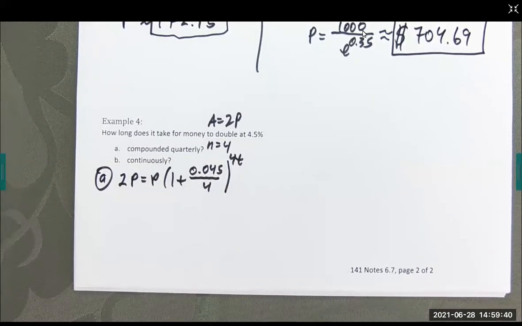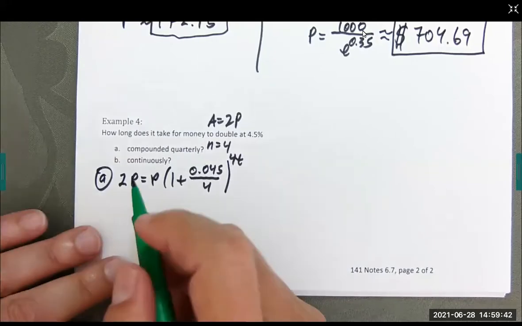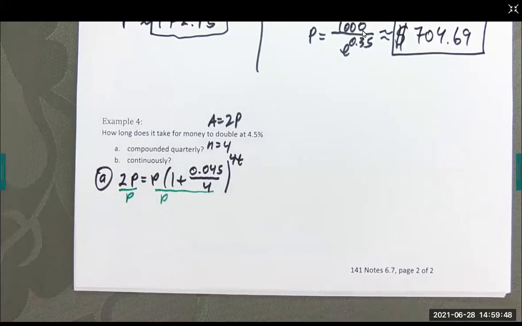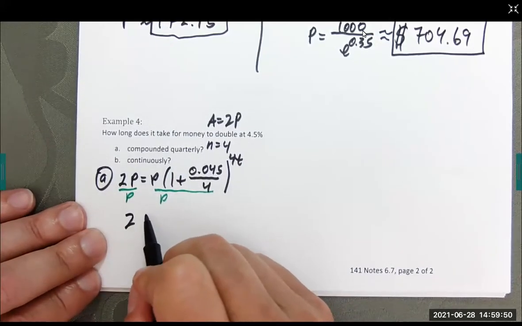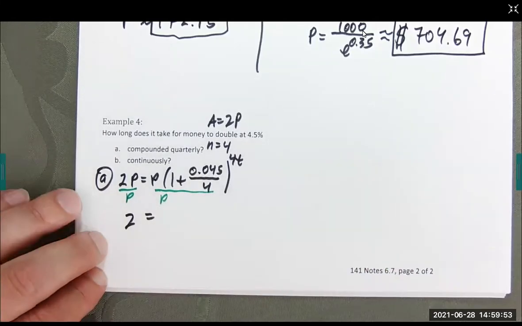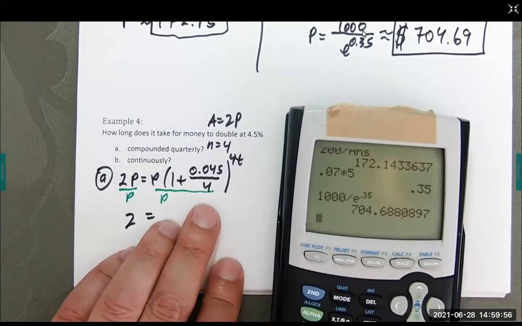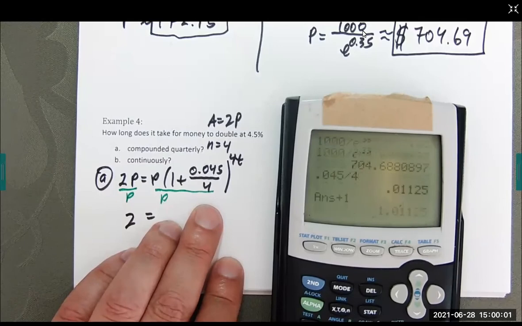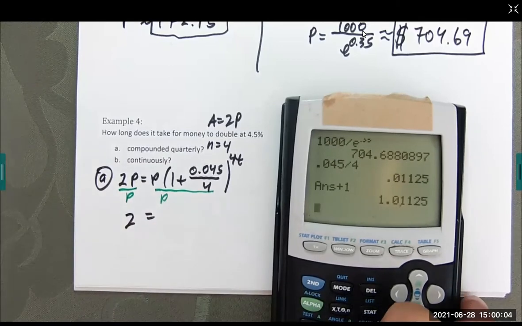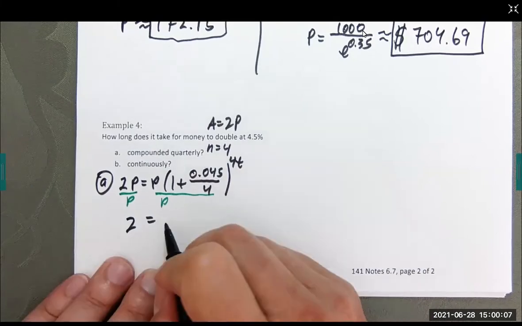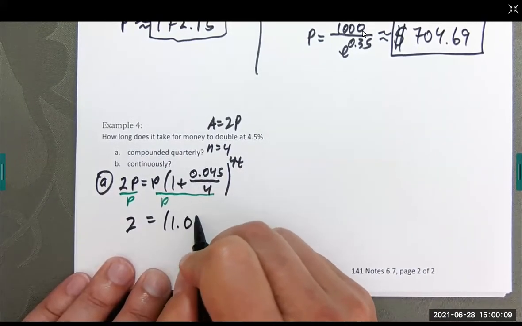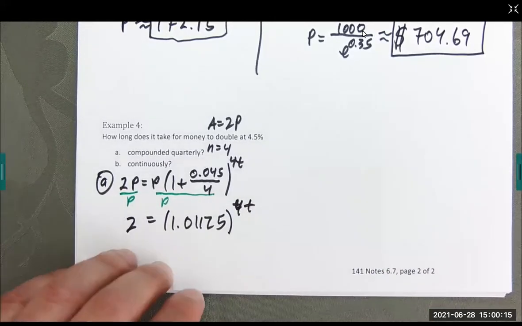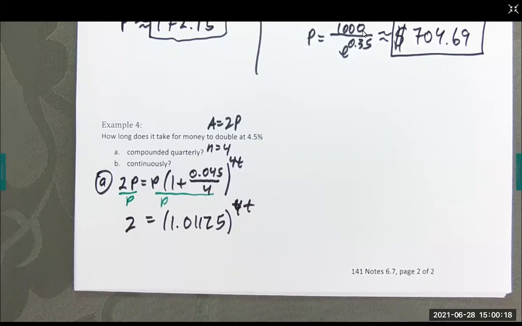And I'm going to notice that when we have this, we can actually divide the P out. So this is 2 equals, and let's figure out what that is in there. 0.045 divided by 4 plus 1. So we have all that going on there. So this becomes 1.01125 raised to the 4t power. Now, what I'm going to have to do is take the log of both sides to get that t down.